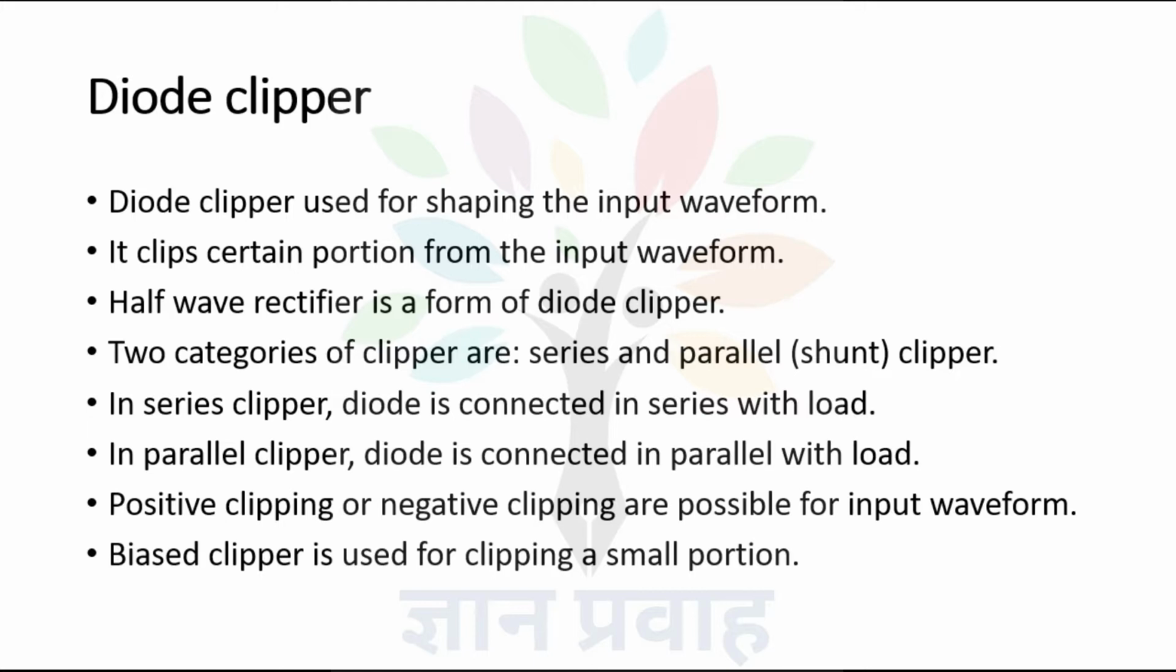There are two broad categories of diode clipper circuits: series diode clipper circuits and parallel diode clipper circuits. If we want a small portion clipped off from an input signal, then we can use a biased clipper circuit. In a biased clipper circuit, we use a battery potential. The amount of battery potential is equal to the requirement of our clipped-off portion.